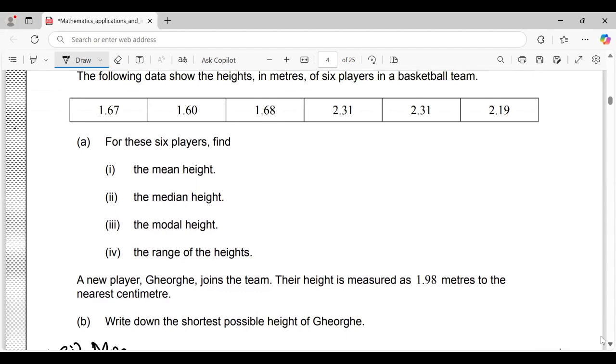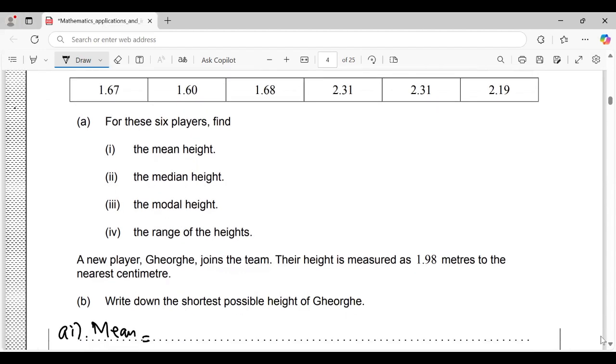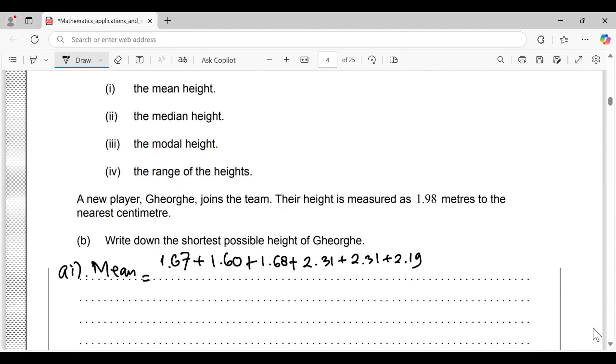1.67 plus 1.60 plus 1.68. I'm writing here 1.67 plus 1.60 plus 1.68 plus 2.31 plus 2.31 plus 2.19 over how many data? 1, 2, 3, 4, 5, 6. Over 6, and the result is 1.96 meters. That is mean.